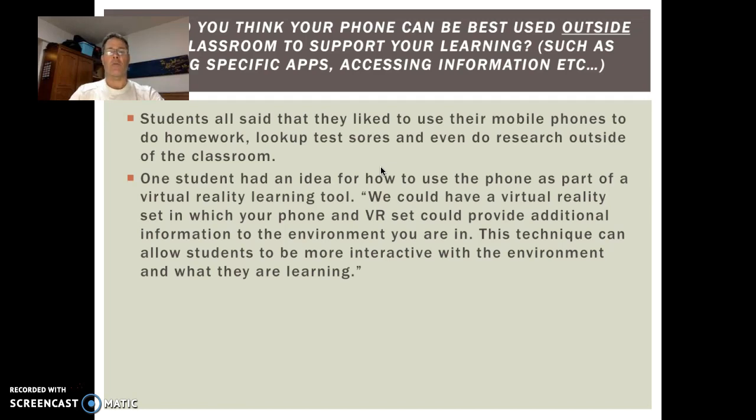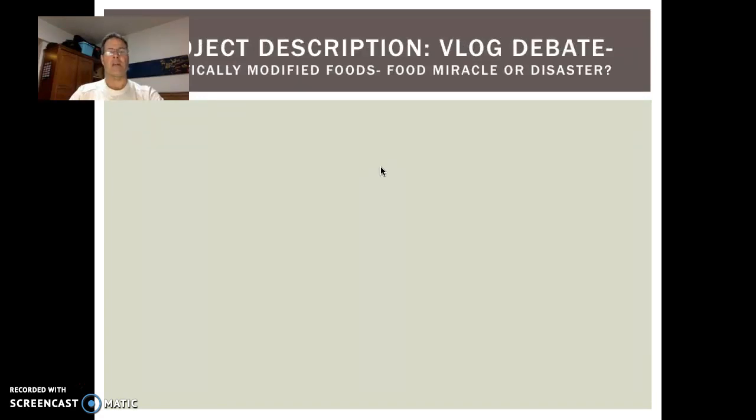But we could have a virtual reality set in which your phone and VR set could provide additional information to the environment you're in. Again, this is known as augmented reality. And this technique can allow students to be more interactive with the environment and what they're learning. So they could imagine, say, looking at a heart on the screen or on a board and then seeing in the top right view of their phone information on the heart that's augmenting that. So I thought that was a nice idea to supplement. So the students had a lot of good ideas for how the mobile technology could be used.